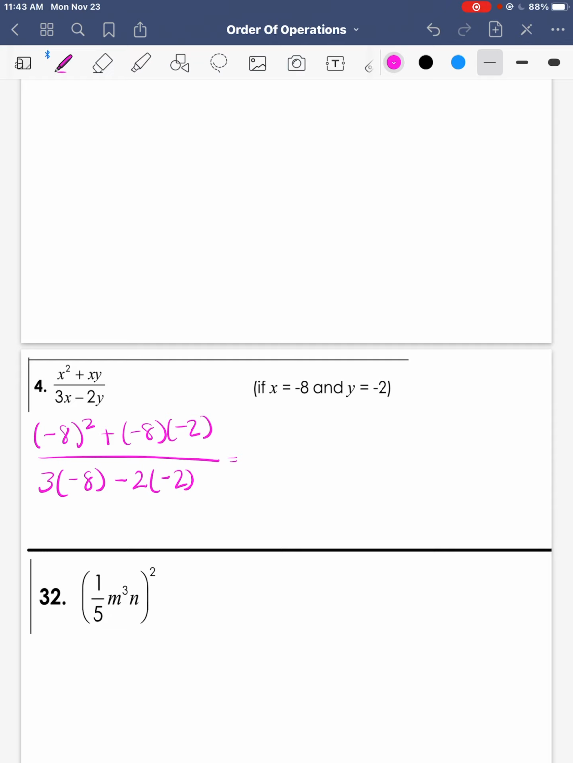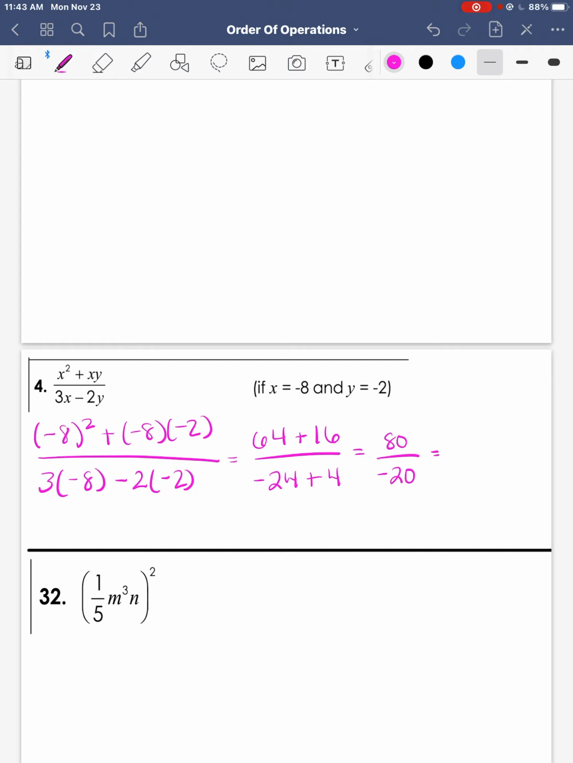So, negative 8 squared, that's basically negative 8 times negative 8, which is a positive 64. Now, two negatives give me a positive, so negative 8 times negative 2 is a positive 16. And negative 8 times 3, negative 24. And we have a positive 4. This would be a negative 20 in your denominator. And then you would have 80 in your numerator.